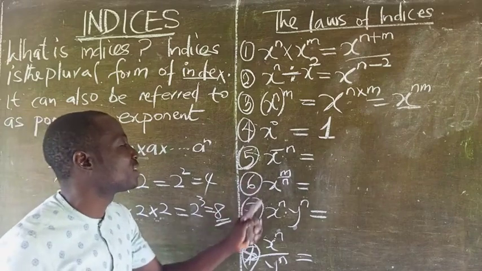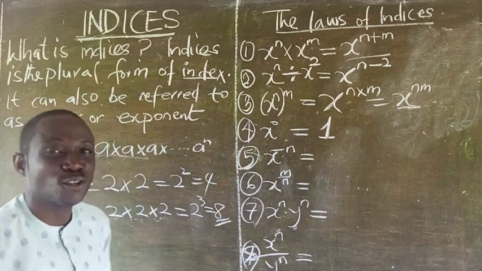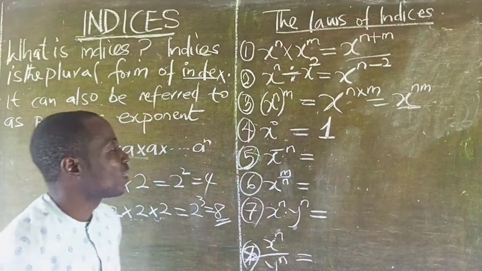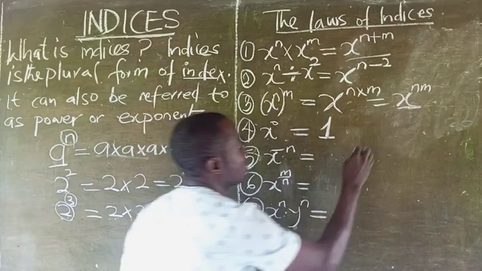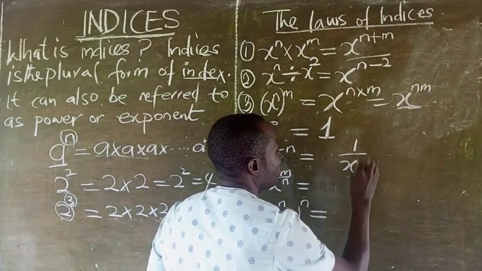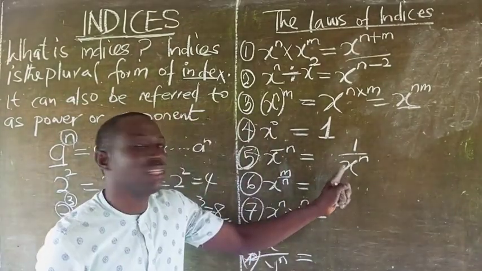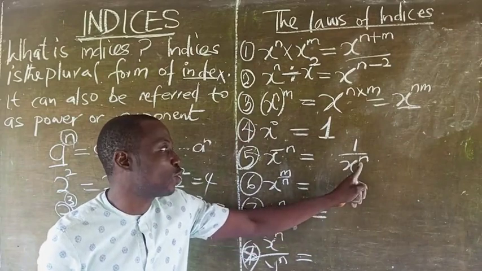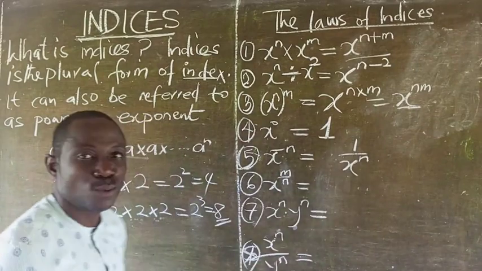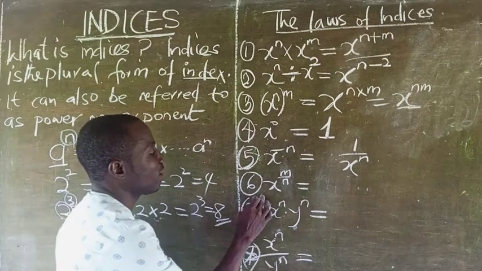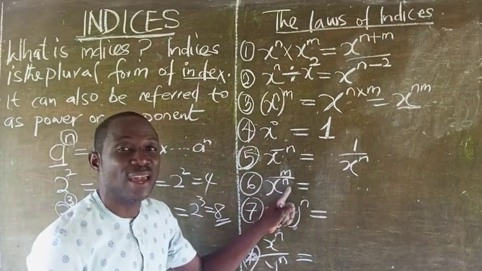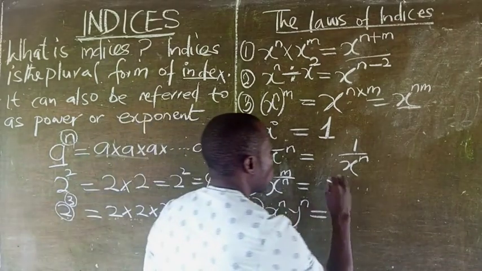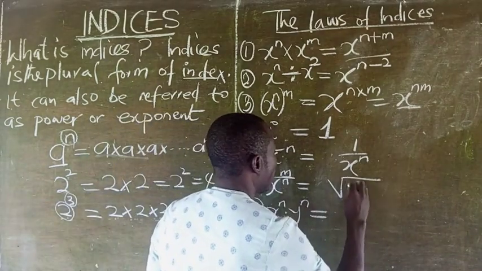And number 5 is saying that when the base number is raised to a negative power, you introduce a reciprocal. That is to say, you say 1 all over s raised to power n. The negative sign has disappeared because of the introduction of the reciprocal. You must be watchful of that. And then we have a base number s raised to power m all over n. So this becomes the n-th root of s raised to power m.